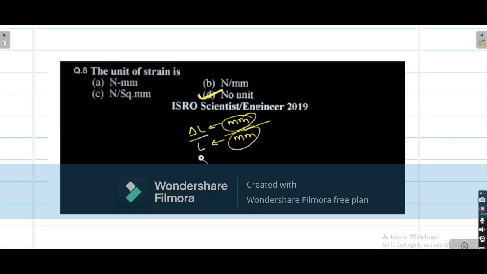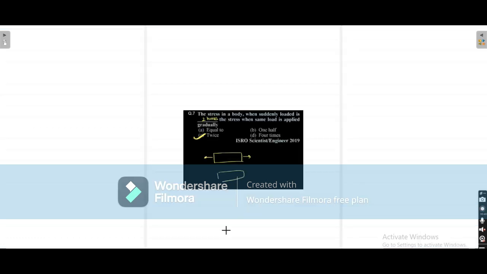What is the unit of strain? As we said earlier, strain is nothing but e equal to del L by L. Del L means change in length. This unit is meter. Similarly, the original length's unit is meter, so ultimately that will be cancelled out and there will be no unit in case of strain. This question was asked in ISRO Scientist Engineer 2019. Next one.